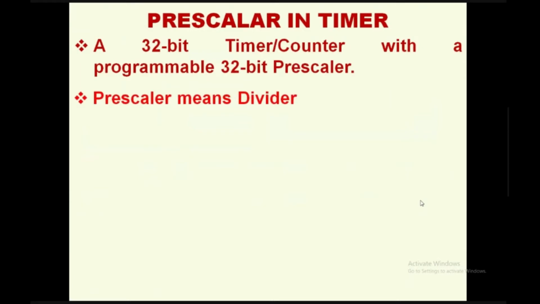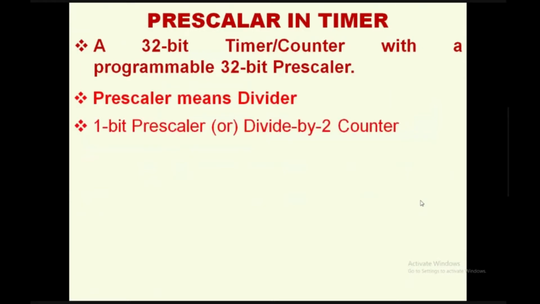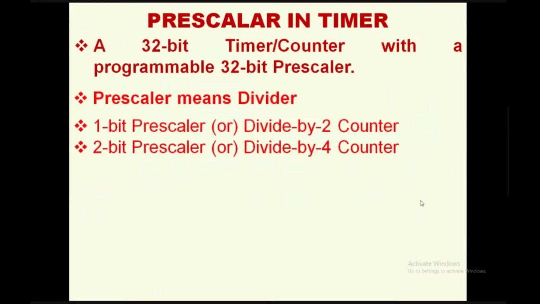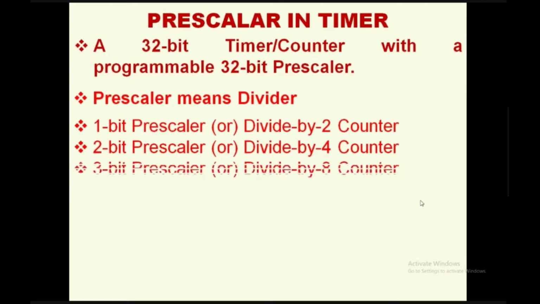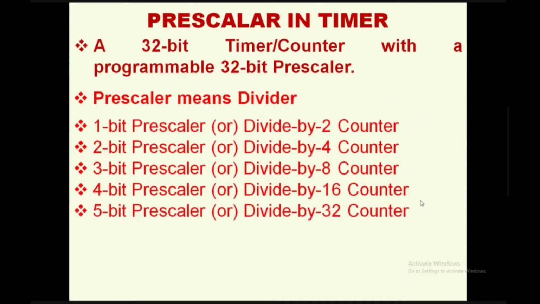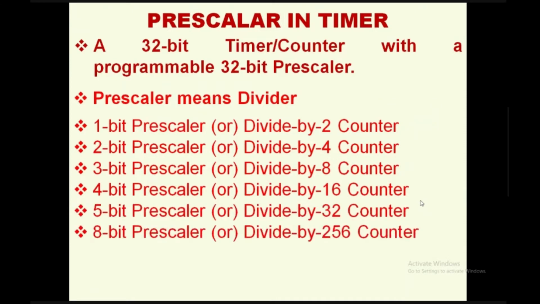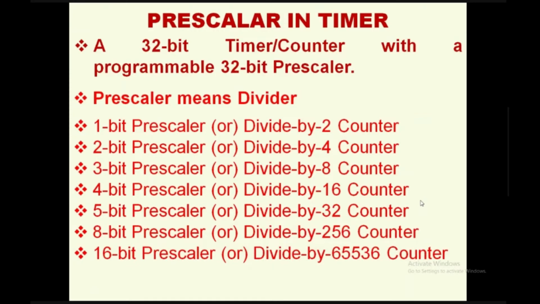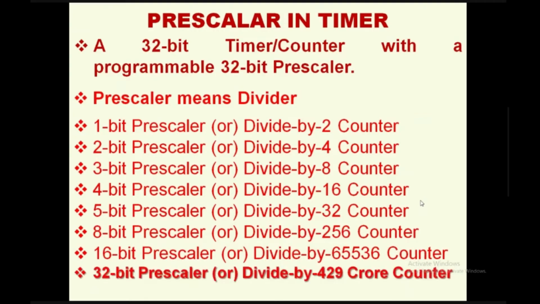Say for example, a 1-bit prescaler means it is a divide by 2 counter. A 2-bit prescaler means divide by 4. A 3-bit prescaler means divide by 8. A 4-bit prescaler means divide by 16. A 5-bit prescaler means divide by 32. Similarly, an 8-bit prescaler means you can say it is divide by 256. A 16-bit prescaler means divide by 65,536. Similarly, a 32-bit prescaler means it is divide by about 4.29 billion.